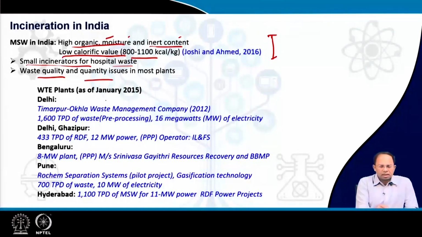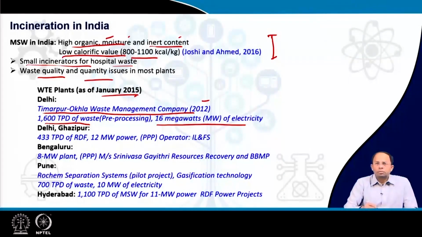Some of the plants, the data is from 2015, and some changes have obviously happened after this. For example, in Delhi, the Timarpur Okhla Waste Management Company set up a plant in 2012. It processes 1600 tons per day of waste. After pre-processing, 16 megawatts of electricity was produced. But recently this plant has closed because of some issues, particularly the waste quantity issues.